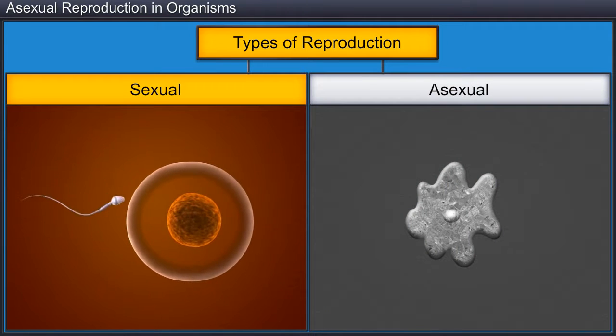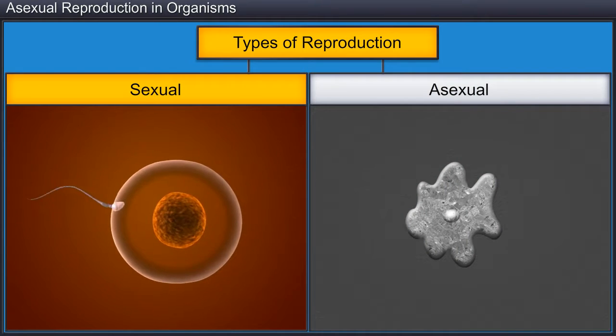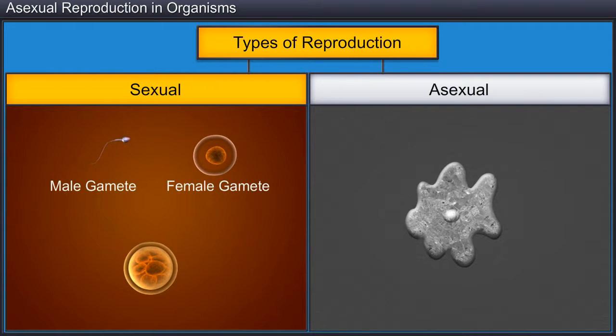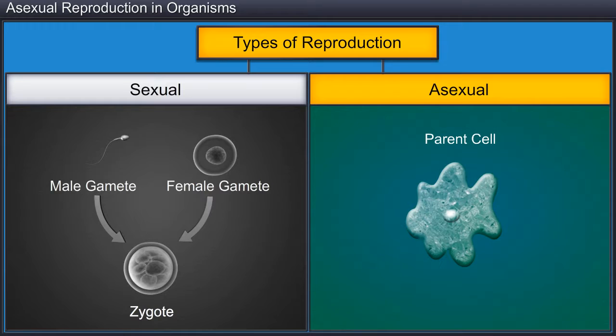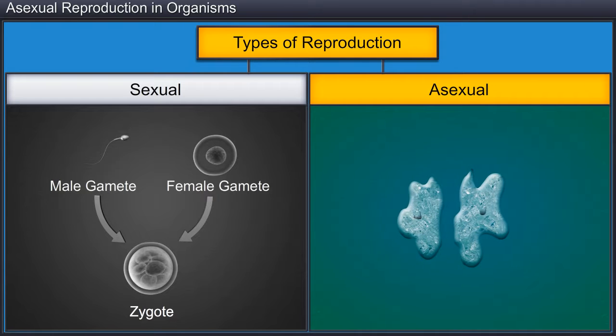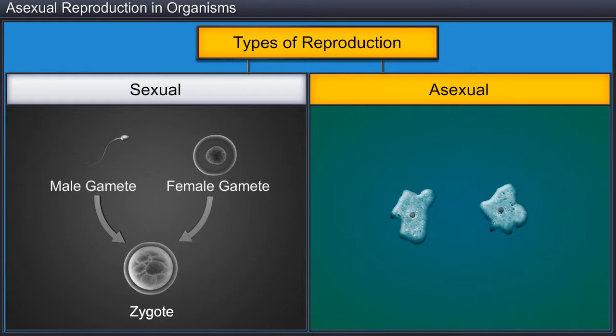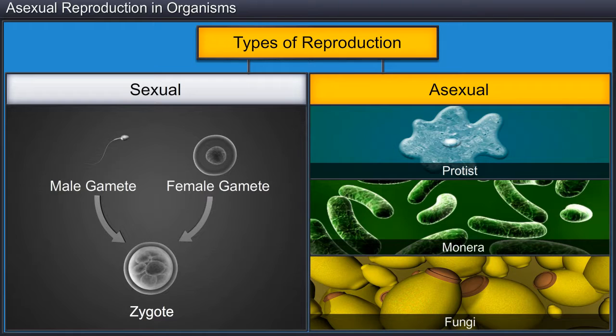In sexual reproduction, a gamete from the male parent fuses with a gamete from the female parent to form a zygote. However, in asexual reproduction, the organism or the parent cell divides to give rise to morphologically and genetically identical organisms called clones. Asexual reproduction, commonly seen in protists, moneruns, and fungi, is of many different types.